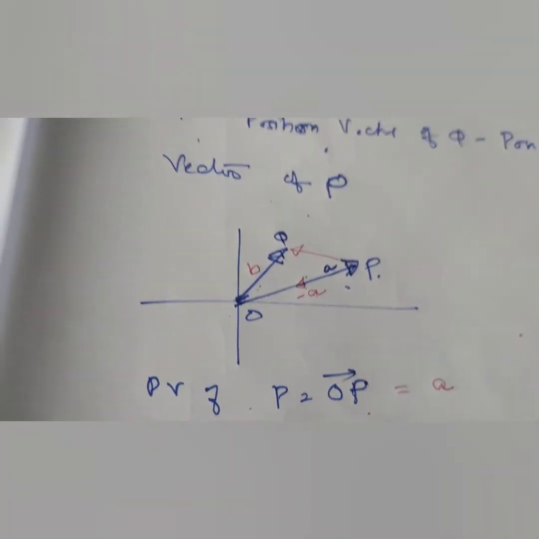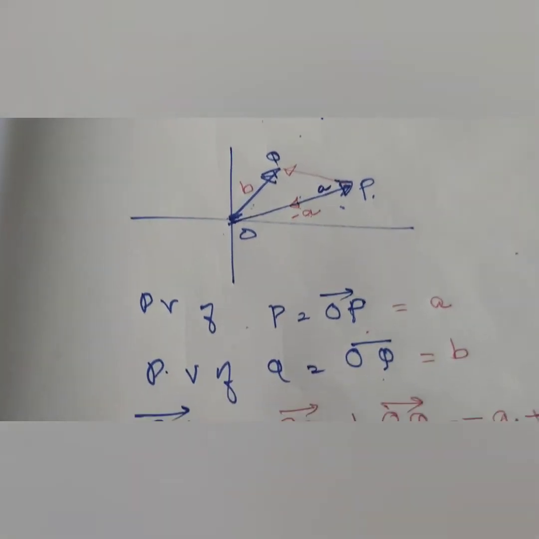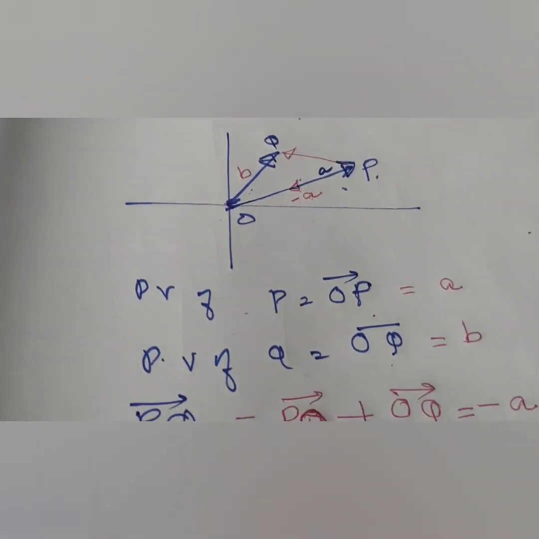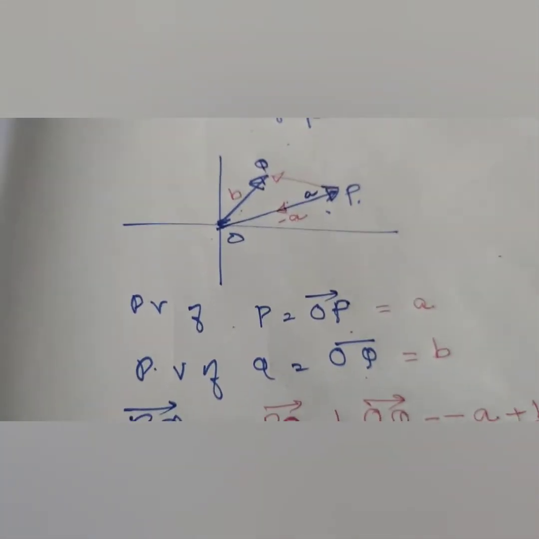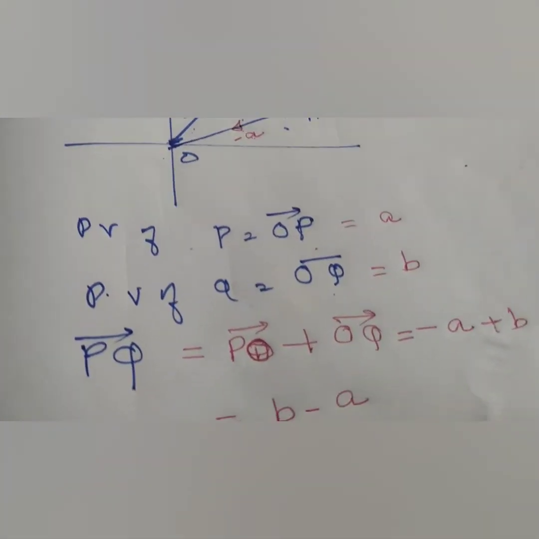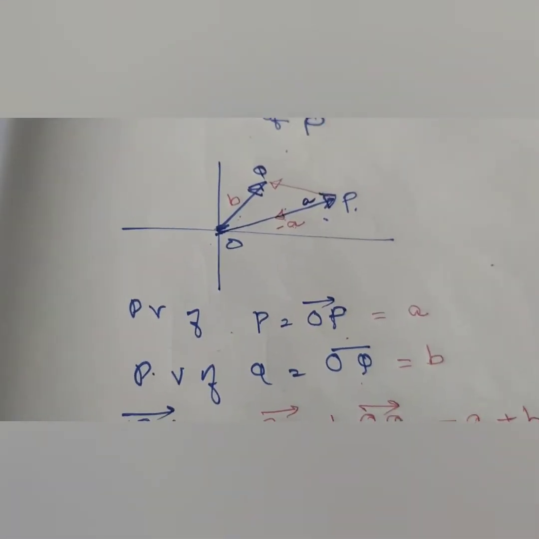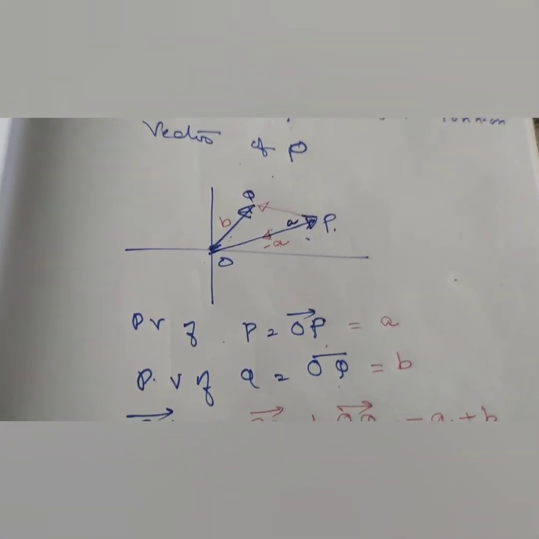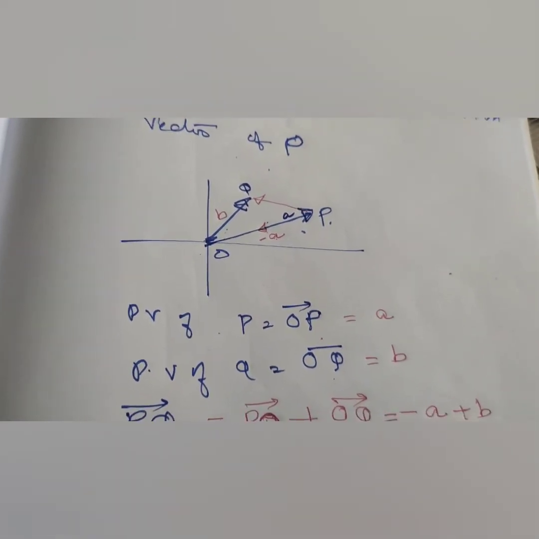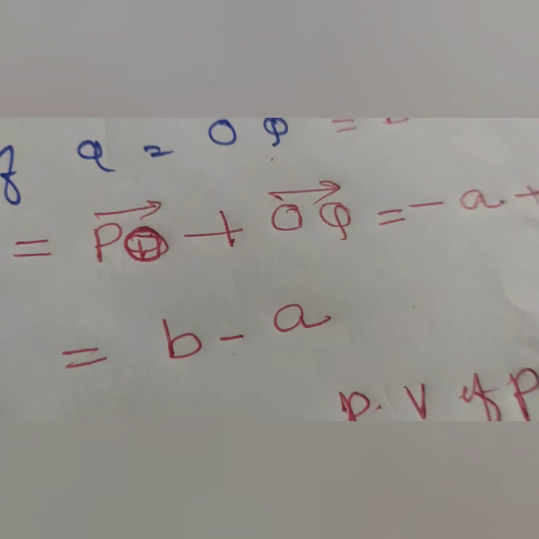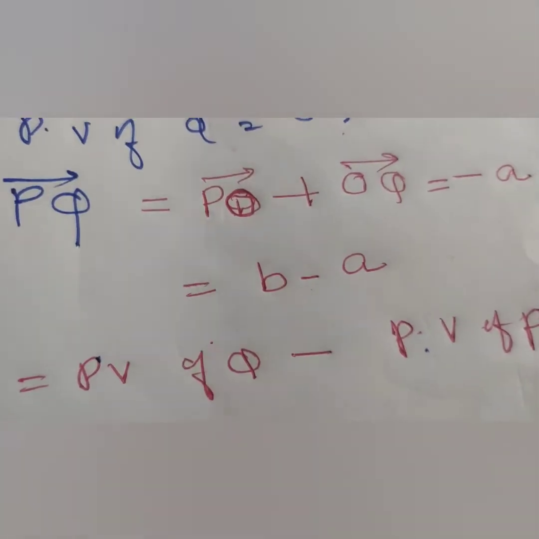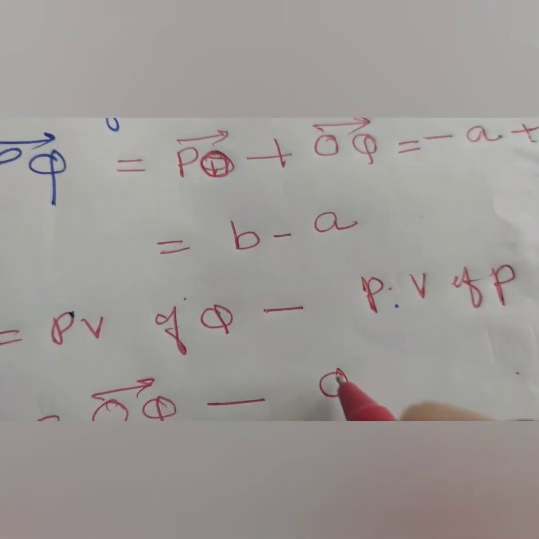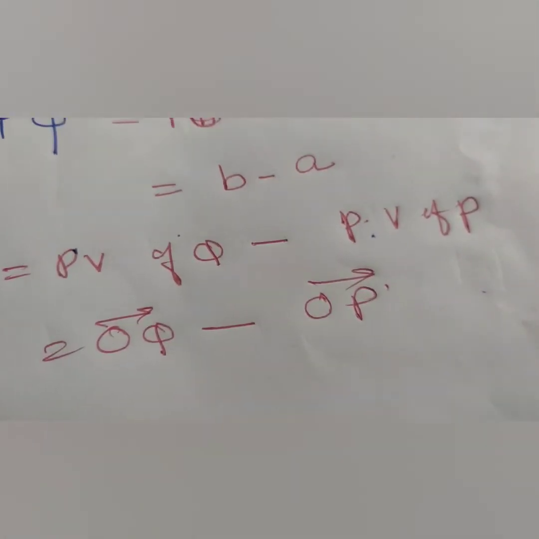That is, B means the position vector of Q minus the position vector of P. So you can tell PQ is equal to the position vector of Q minus OP. You can tell it as OQ minus OP.